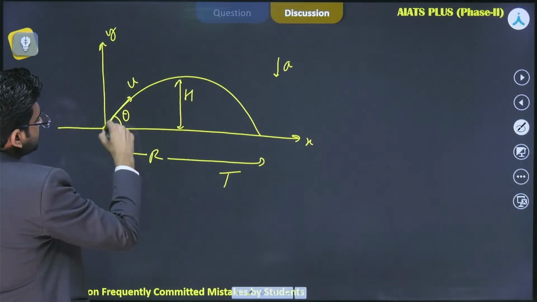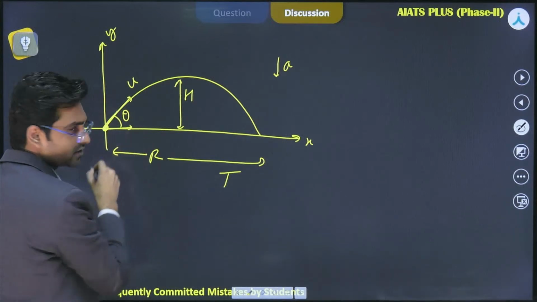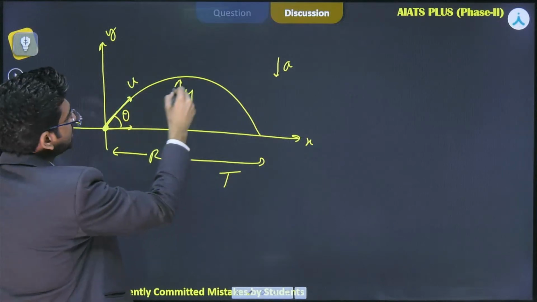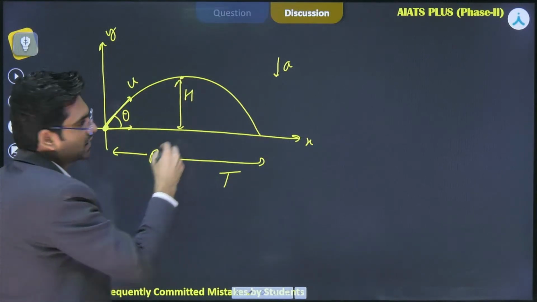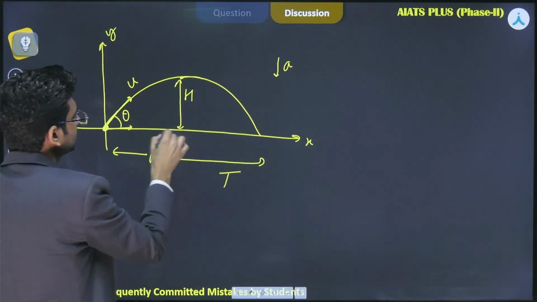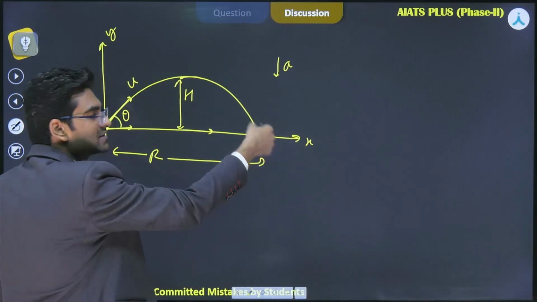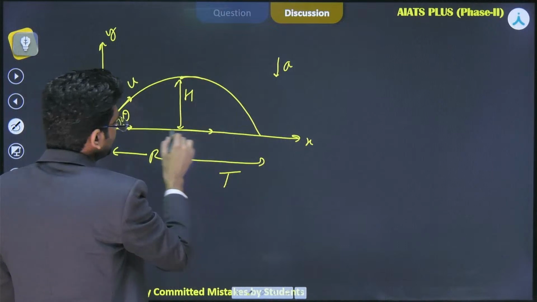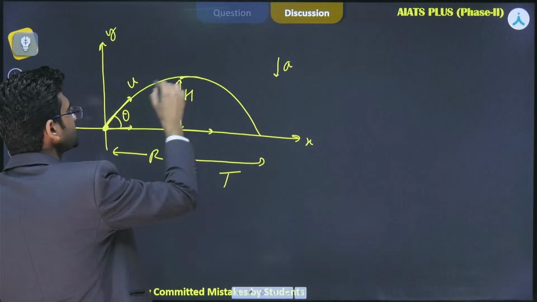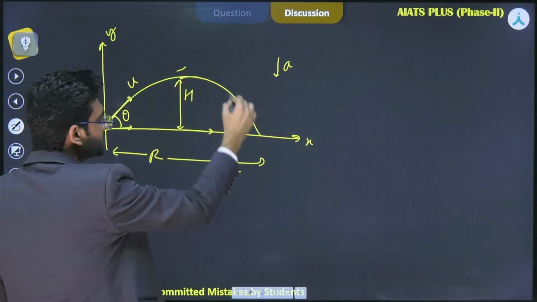So when the particle is projected from here, its x coordinate is increasing, right? Its y coordinate is increasing. It will become maximum here, and then after that its y coordinate will start decreasing, but even now its x coordinate is increasing. So its x coordinate is increasing continuously, but its y coordinate increases first, and after reaching maximum height, it will start to decrease.